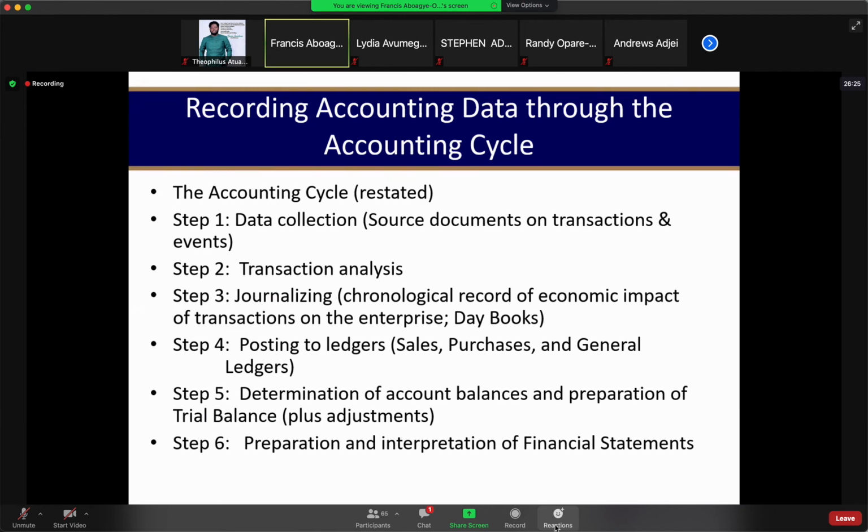Similarly, if we take money from the till, we will credit the cash account. Am I making myself clear?